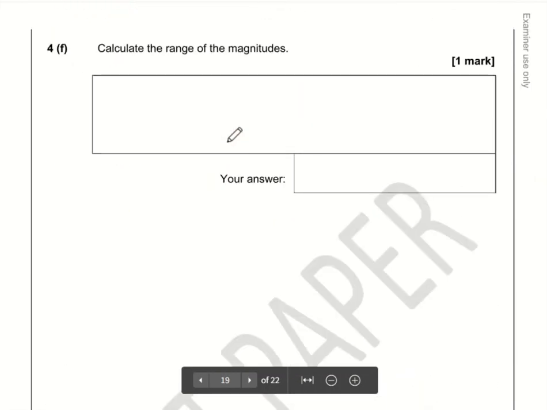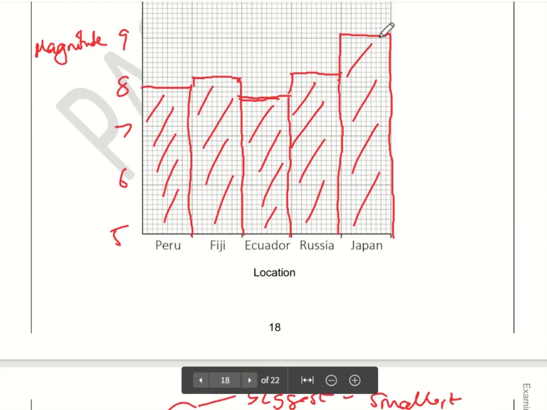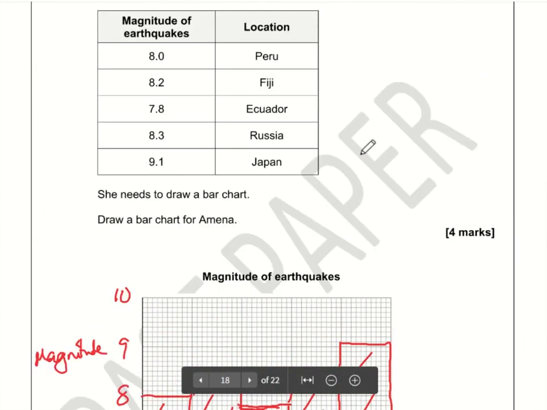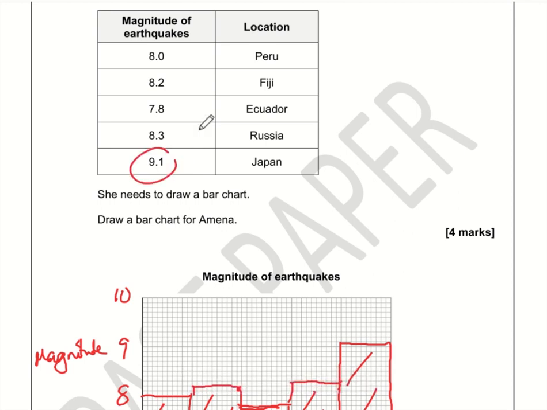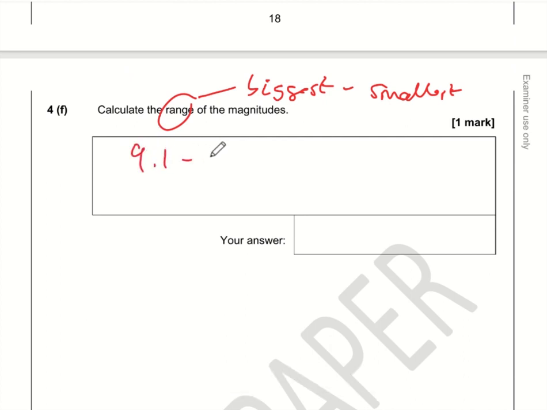Okay, calculate the range of the magnitude. So remember that for the range, that is the biggest minus the smallest. So from the bar chart, we can easily see which is the biggest. So it's Japan minus Ecuador. So it is 9.1 minus 7.8. And that is 1.3.